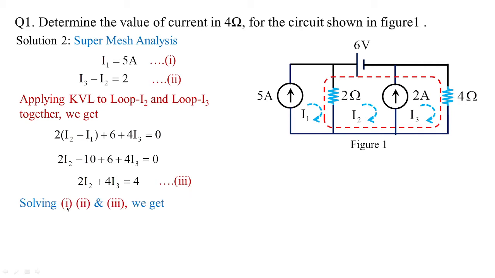And just solving equations 1, 2 and 3, we get I2 is equal to minus 0.666 amperes and I3 is equal to 1.33 amperes. Now I3 is the same value of the current which is flowing in 4 ohms. So I4 is equal to 1.33 amperes. This is the same solution which we obtained using the supernode technique. So that is how you have to cross-examine the result. I hope you understood this method.